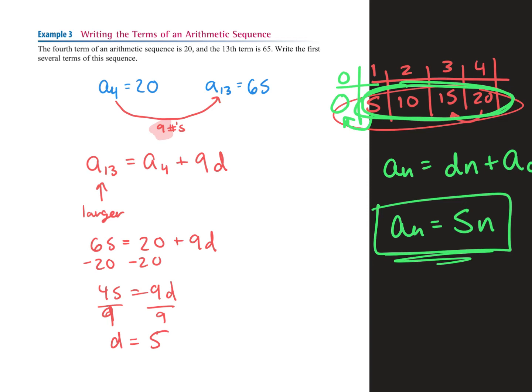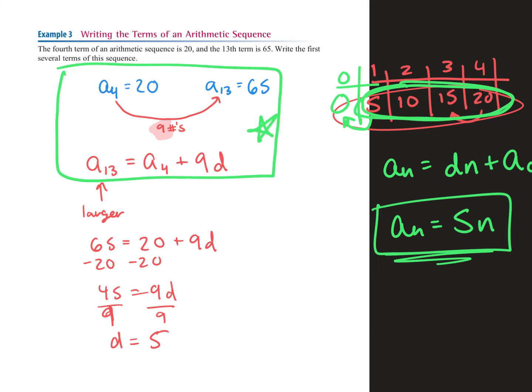I think these types of problems are the hardest, where it gives you not your first term, it gives you 2 random terms, but just remember you always set it up this way. So find out how many terms from one to the other, and then use this formula. Start with the larger number equal to the smaller one plus however many is in between times d. So this is what you need to know.